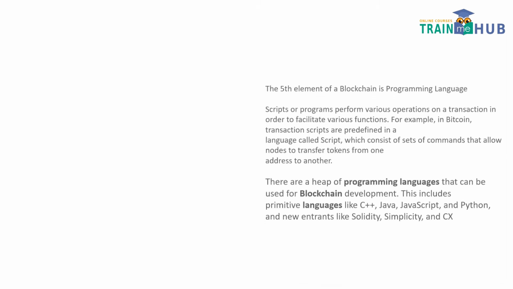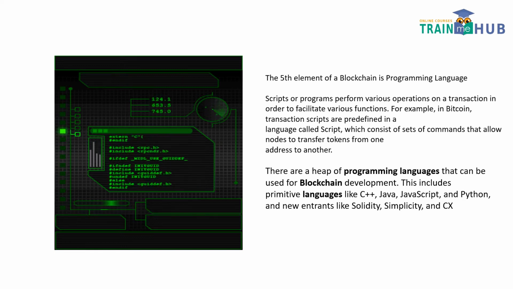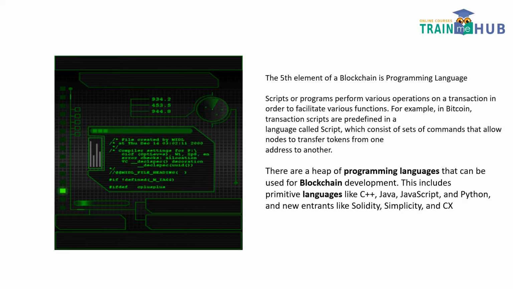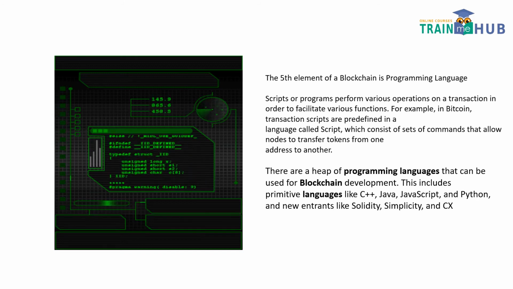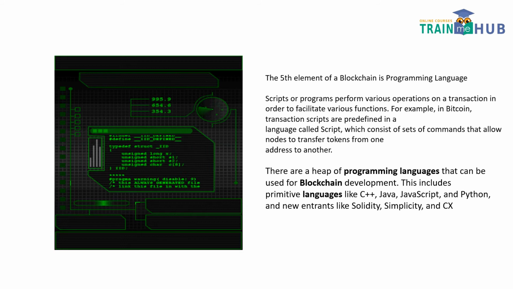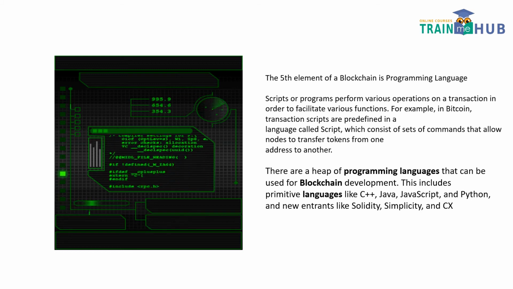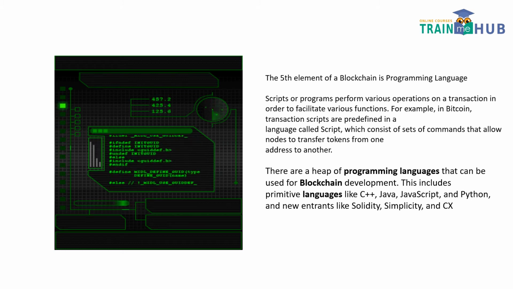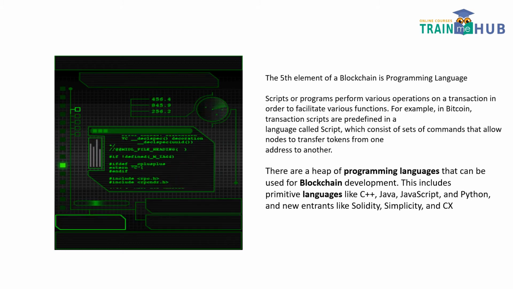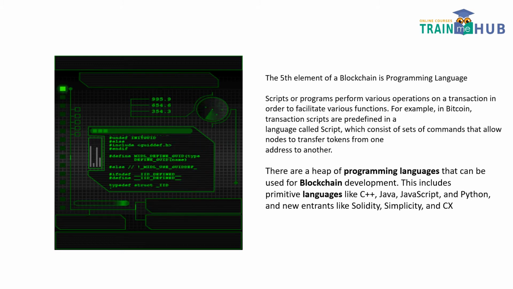The fifth element of a blockchain is programming language. Scripts or programs perform various operations on a transaction in order to facilitate various functions. For example, in Bitcoin, transaction scripts are predefined in a language called Script, which consists of sets of commands that allow nodes to transfer tokens from one address to another. There are a heap of programming languages that can be used for blockchain development. This includes primitive languages like C++, Java, JavaScript, and Python, and new entrants like Solidity, Simplicity, and CX.